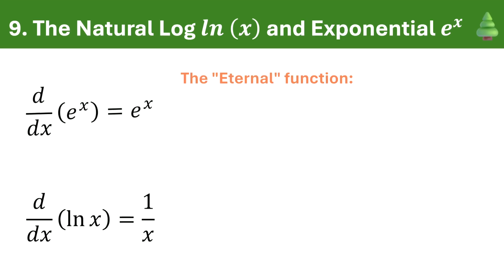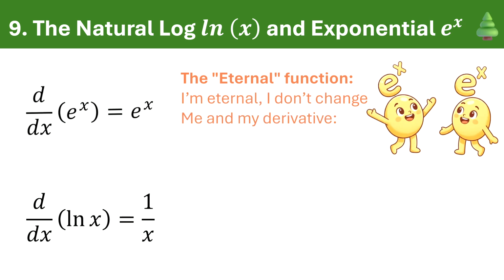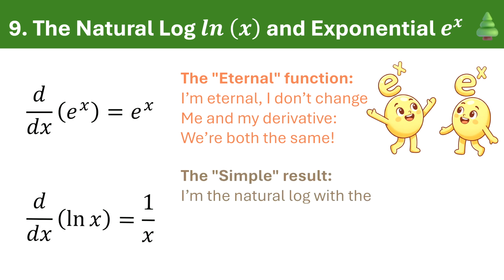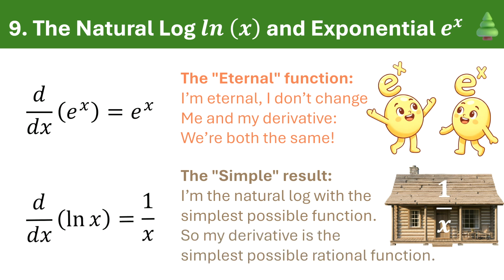The exponential function: I'm eternal. I don't change. Me and my derivative, we're both the same. The simple result. I'm the natural log, the simplest possible function. So my derivative is the simplest possible rational function.